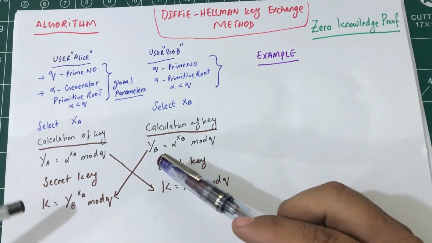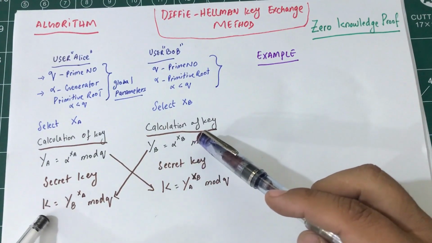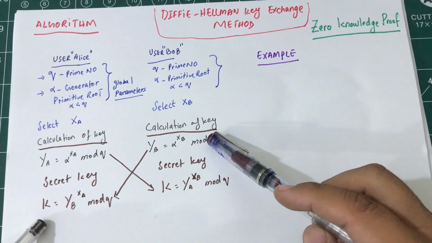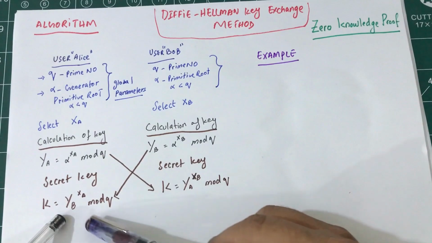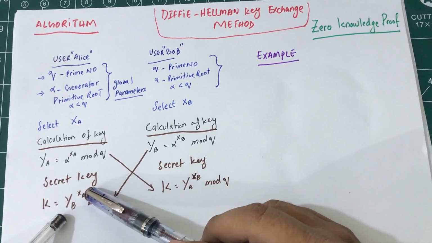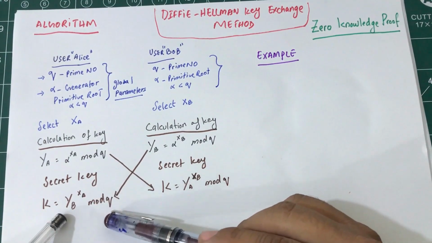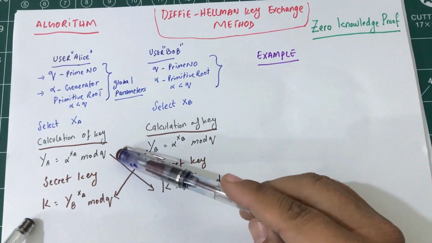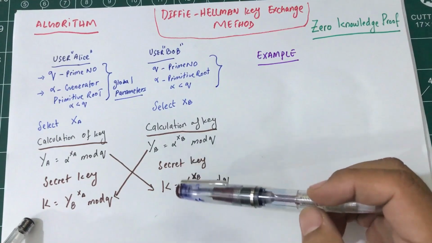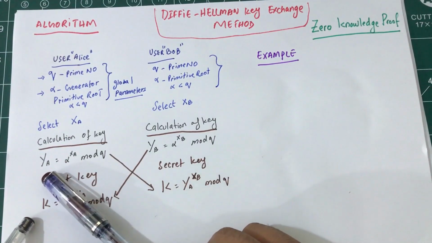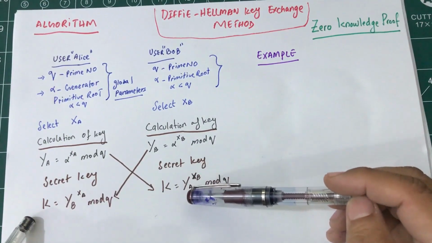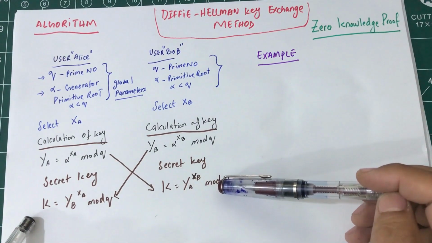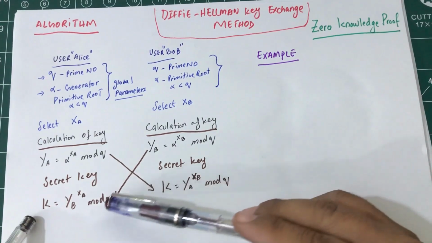And after receiving YB, that temporary key, Alice will raise that key to her private parameter and take a mod of Q, and that would be the actual key. And Bob is also going to do the same thing: after receiving Y of A, which is the temporary key of Alice, Bob will take that key, raise it to X of B, his private parameter, and take a mod with Q, and that would be the key.